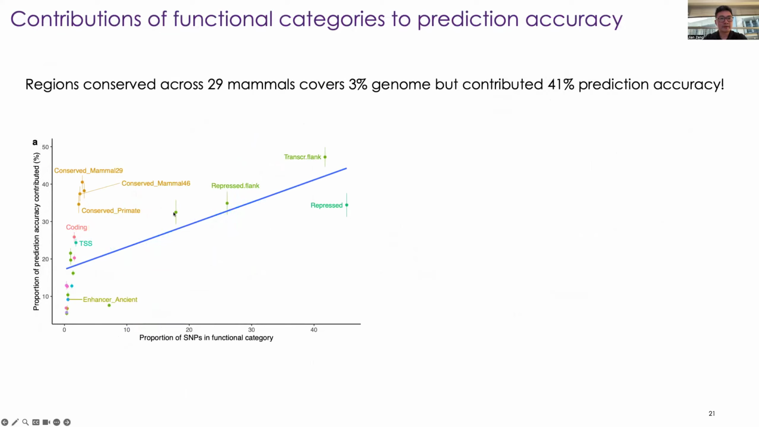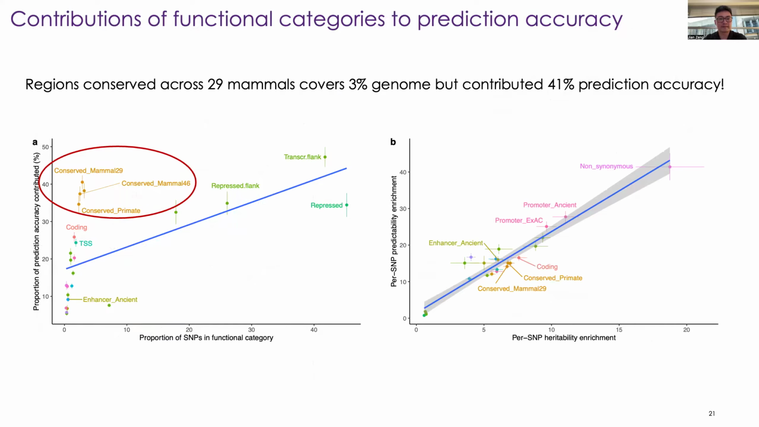And with SBayesRC, we can also evaluate the contribution of annotations to the overall prediction accuracy. Interestingly, we found that the evolutionary constrained regions, although they only take 3% of the genome, contribute 40% of the prediction accuracy. We can also evaluate the per-SNP prediction accuracy enrichment, and we found that the non-synonymous variants have the largest enrichment. And this enrichment is aligned with the per-SNP heritability enrichment.